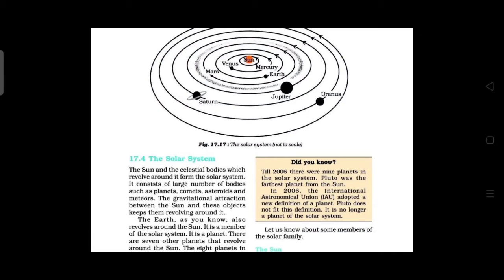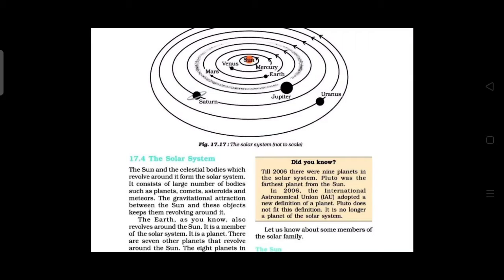The sun and the celestial bodies which revolve around it form what? Solar system. What are celestial bodies? Stars, planets, the moon and many other objects in the sky are called celestial objects. Last class we discussed about that, right? So, the sun and the celestial bodies which revolve around it form the solar system. See the picture? It is a solar system.